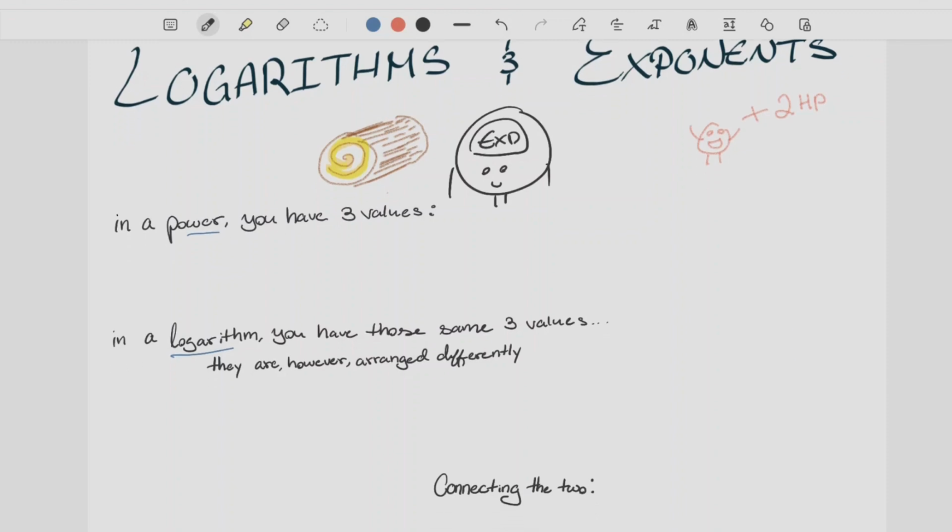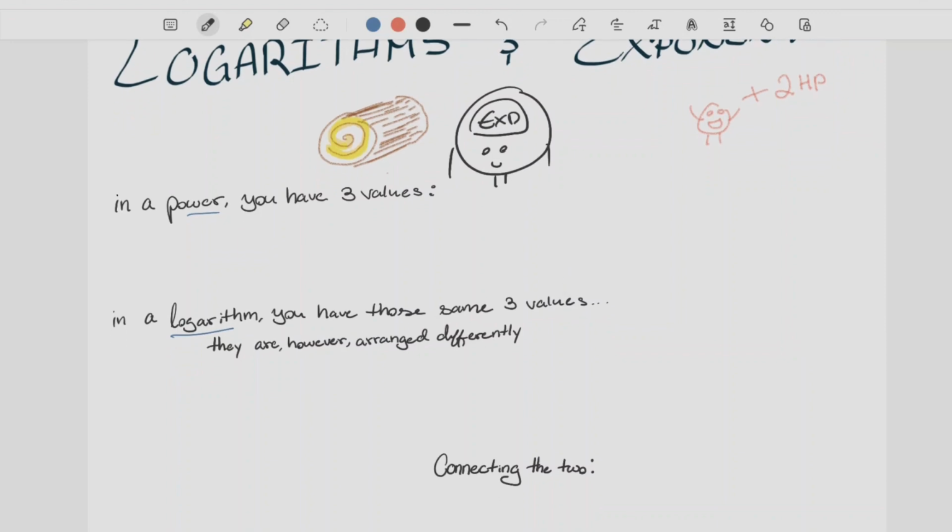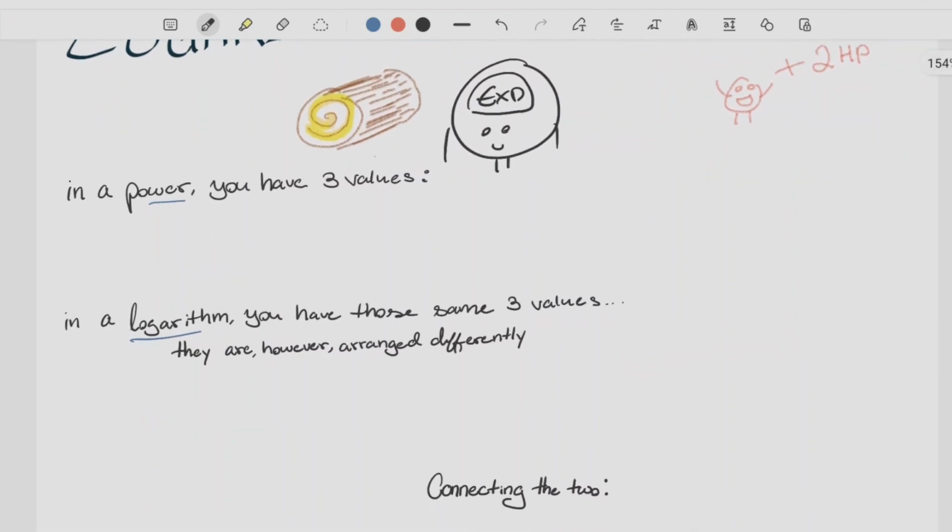So to start, let's just recall what a power is. In a power, you have three values. You've got your base, you've got your exponent, which is your entire power, and another value that I want to call our number value. It's what the left part of the equation is equal to.